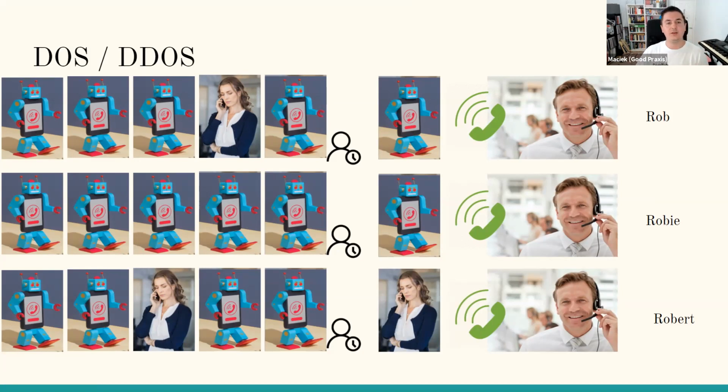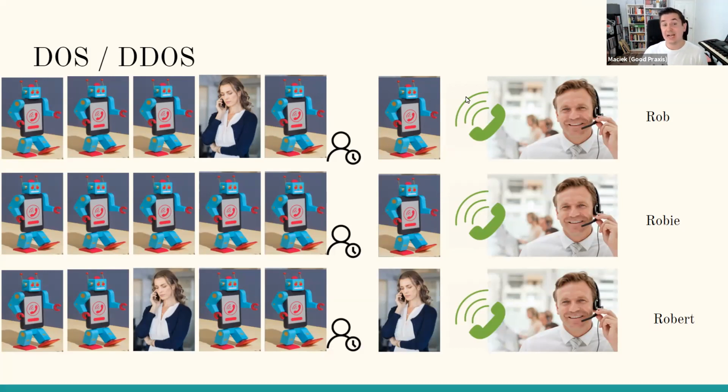A DDoS is a distributed denial of service attack. For instance, in this scenario, say Rob calls his boss and says, we have this situation, robots are calling us and we can't tell who's who. But the boss says, aren't they calling from the same number? Rob says, oh yeah, the same number. Okay, that makes sense, so all we have to do is block that one number. We block the robot's number, great, we're fine, right?